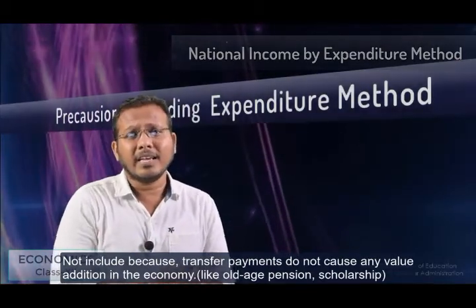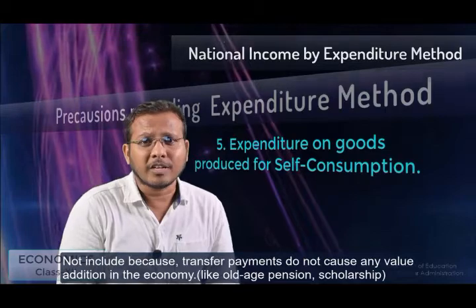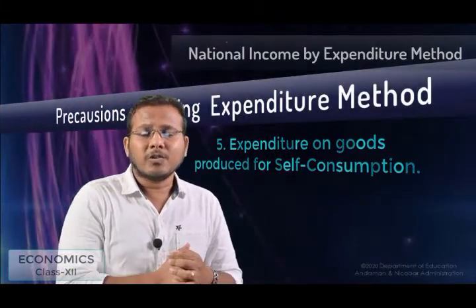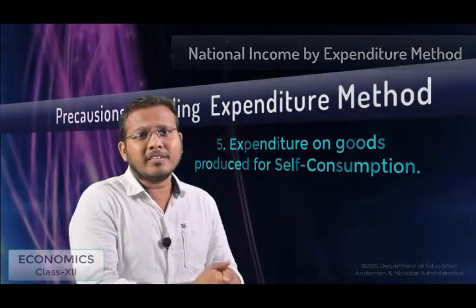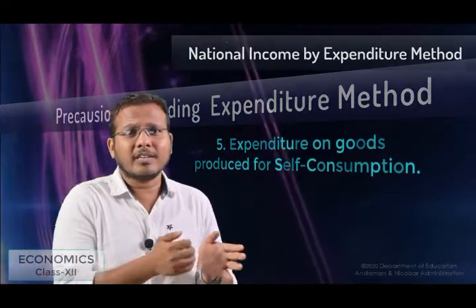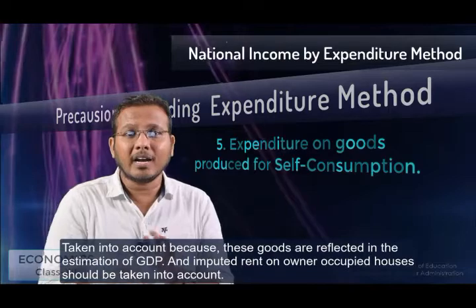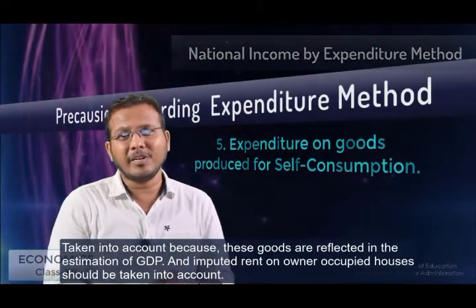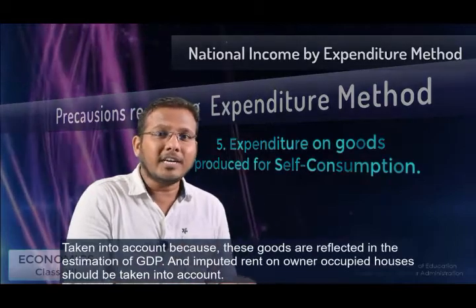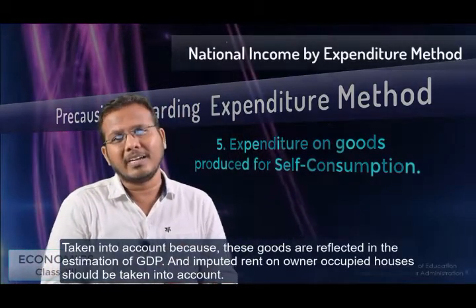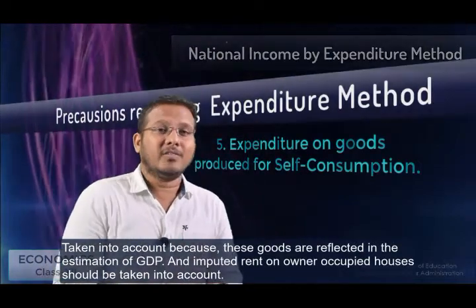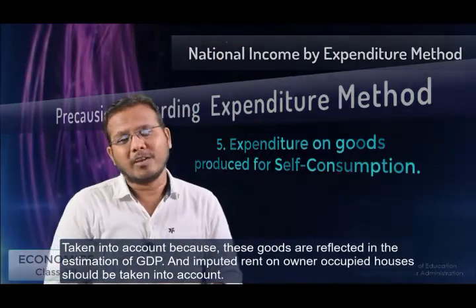Then at last we have the imputed value, that is the estimated value of the expenditure on goods produced for self-consumption. The expenditures made on self-production or self-consumption should be taken into account, as these goods are reflected in the estimation of GDP. Also, the imputed rent on an owner-occupied house should be taken into account. So these expenditures will be accounted for in the calculation of national income through the expenditure method.